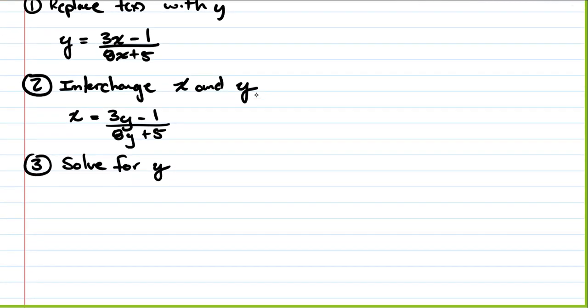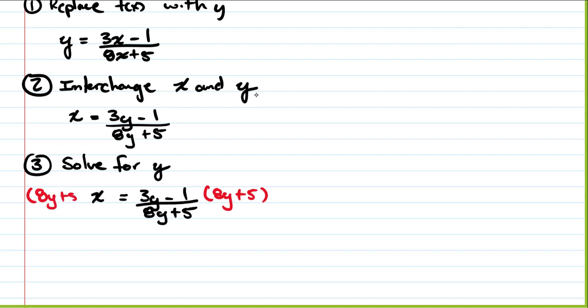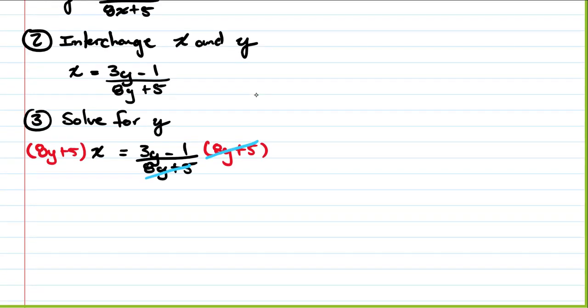So in this case, our y is in both the numerator and denominator of a fraction, so that makes it a rational function in y. To solve a rational function, you clear the fractions by multiplying both sides by the LCD, and in this case, our LCD is 8y plus 5. So then on the right side, our denominators reduce out, as they always should, when you multiply by the LCD, and then we distribute. So we distribute our x into our parentheses, so we get 8xy plus 5x, and then on the right side we get 3y minus 1.